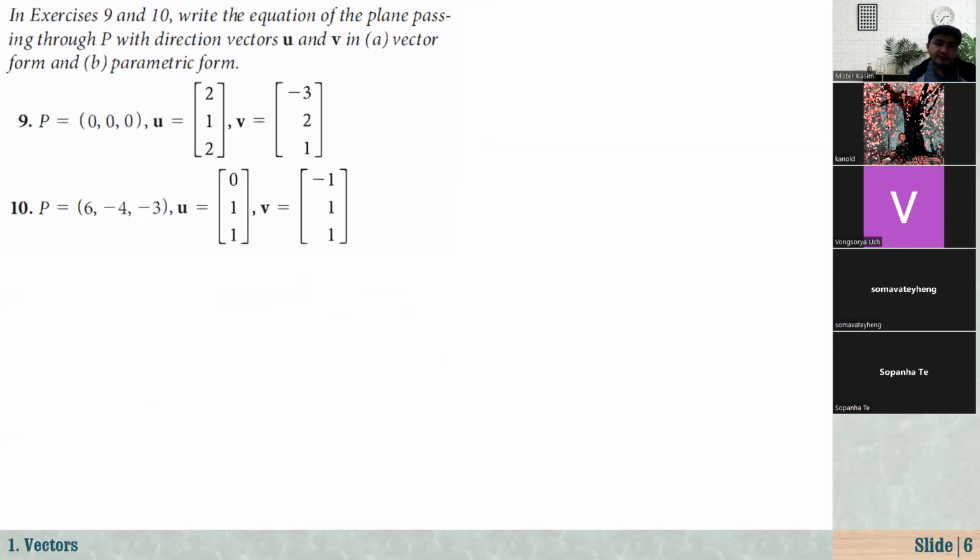Another example, in exercises 9 to 10, write the equation of the plane passing through P with direction vectors u and v in vector form and parametric form. Again, let's do example 10. So first, vector form. What is the vector form of the equation of the plane? Vector form is x is equal to p plus s times u plus t times v, right?